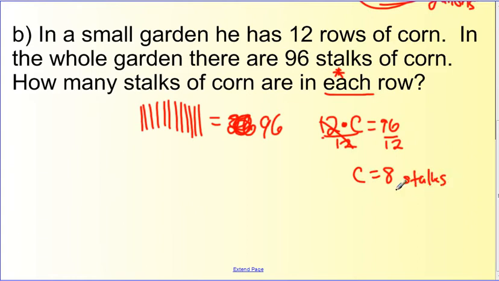Got your label. Let's check if your answer makes sense. So if there's 12 rows of corn and 8 stalks in each row, 8 plants in each row, is that going to give us about 96 plants total? Yeah, that answer makes sense.